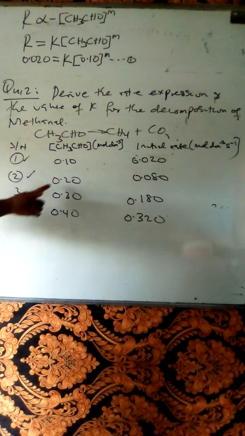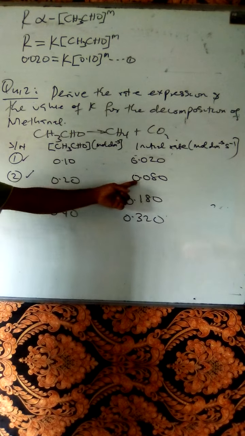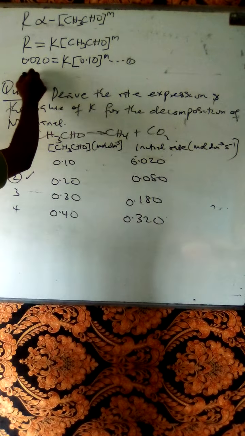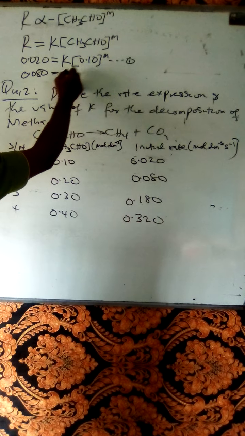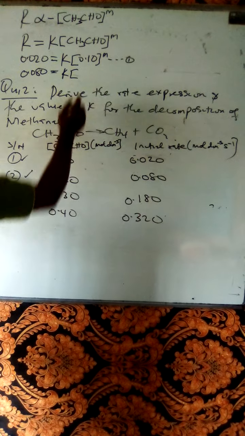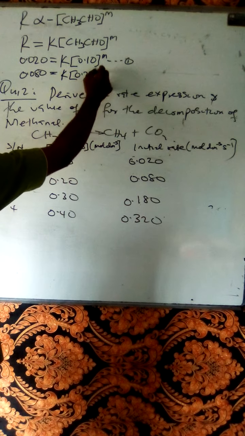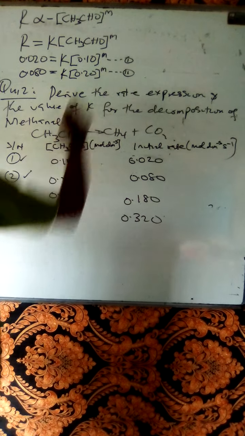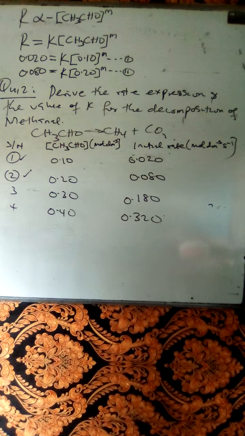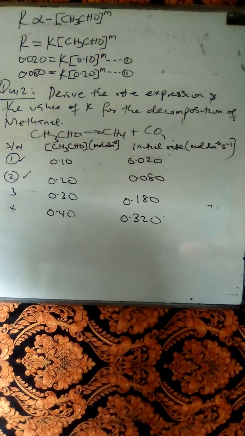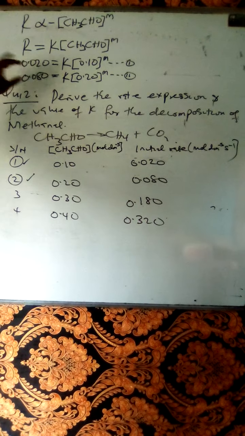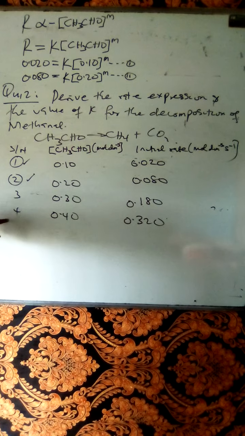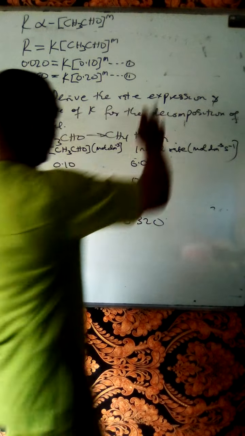Then I'll do the same thing for the second set of experiment. 0.08, that is the rate, equals K into 0.20 to the power M, equation 2. Having done that, what's the next step? We're going to divide equation 1 by equation 2. You can do the same thing using 3 and 4, and you're going to have the same answer.